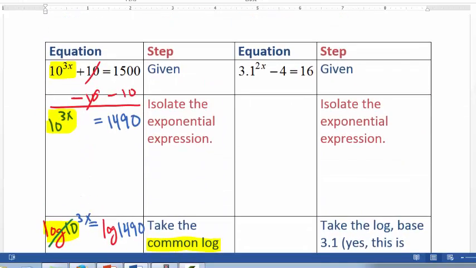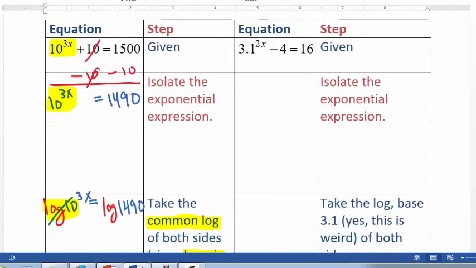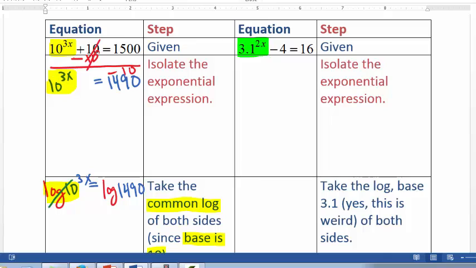And then the other one is a little bit more wacky, because you can see what you've got here now in your exponential expression is 3.1 to the 2x. That's your exponential expression. So you're still going to do the same process we did earlier. We're going to isolate this first, so you're going to add 4 to both sides. Then we would just have 3.1 to the 2x, and now that's equal to 20. So now it's isolated.